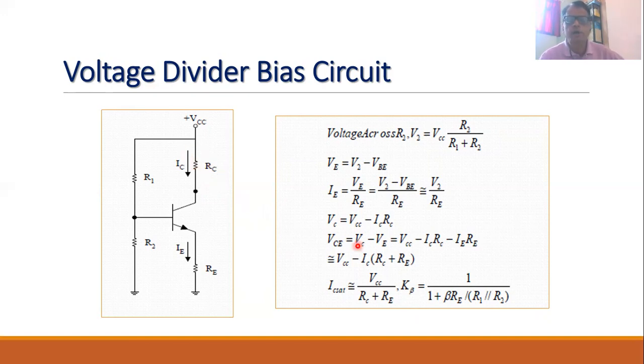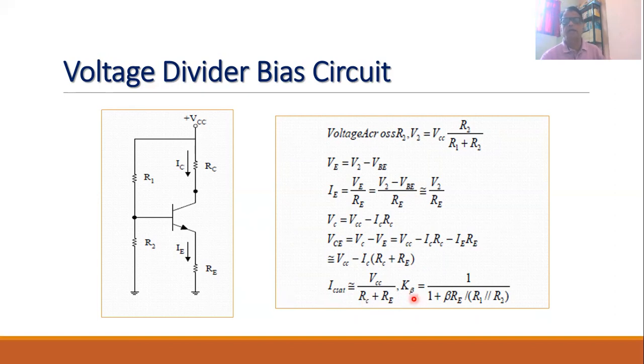The collector to emitter voltage is VC minus VE. Collector to emitter voltage means the voltage between the collector and emitter terminals of the transistor. We can substitute the values of VC and VE from the above expressions, and we get VCE as VCC minus IC in the bracket RC plus RE. The saturation value of the collector current can be found using the formula VCC divided by RC plus RE, because in this case the voltage VCE will be almost equal to 0.